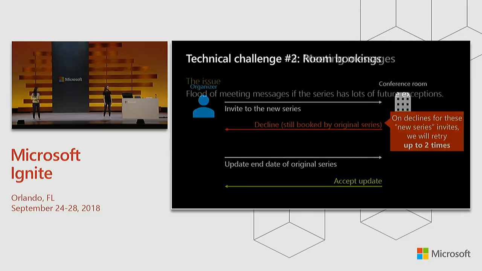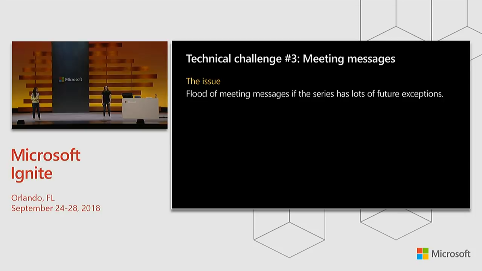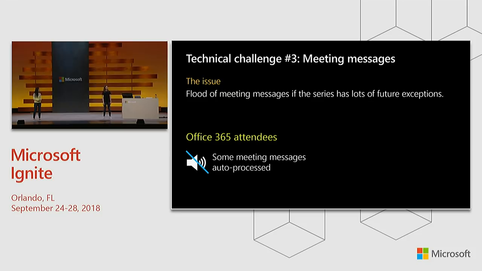The third case is meeting messages. So you'll know that in Calendar, we send a lot of meeting messages, especially if we're starting to preserve future exceptions and we're updating a meeting series that had a lot of future exceptions and we're sending a new invite, and there could just be a storm of meeting messages there. So at a high level, what we did for Office 365 attendees is that we actually auto-process some of the meeting messages related to these recurring series changes for them, so that the attendees only see the most minimal set of meeting messages when a meeting series is edited from this date forward. And currently for on-prem and external, we show all meeting messages.